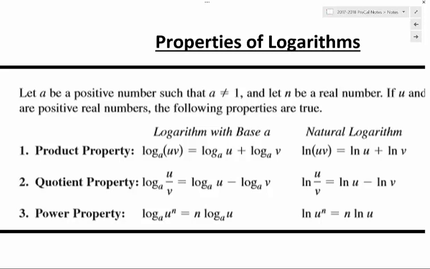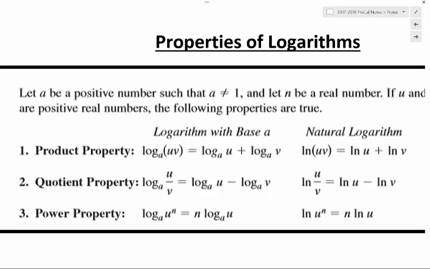And I can do the same thing with natural logs. The natural log of u times v is the natural log of u plus the natural log of v. The quotient property says if I have log base a of u over v, then it's the same thing as log base a of u minus log base a of v. And likewise with the natural logarithm.